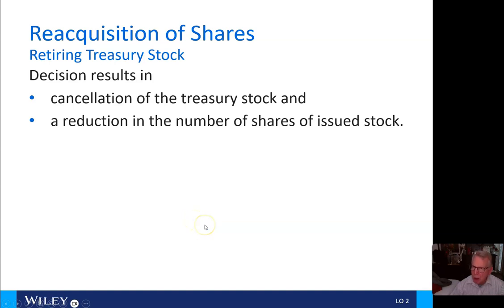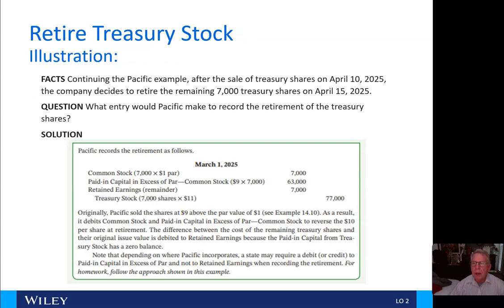Okay, now what happens if we retire the treasury stock? Here we're going to cancel the treasury stock, and that's going to reduce the number of shares of issued stock. So let's see how we do that. Here, in continuing with our Pacific example, we have 7,000 treasury shares left, and we're going to retire that. So we're going to retire it based on 7,000 at $1 par.